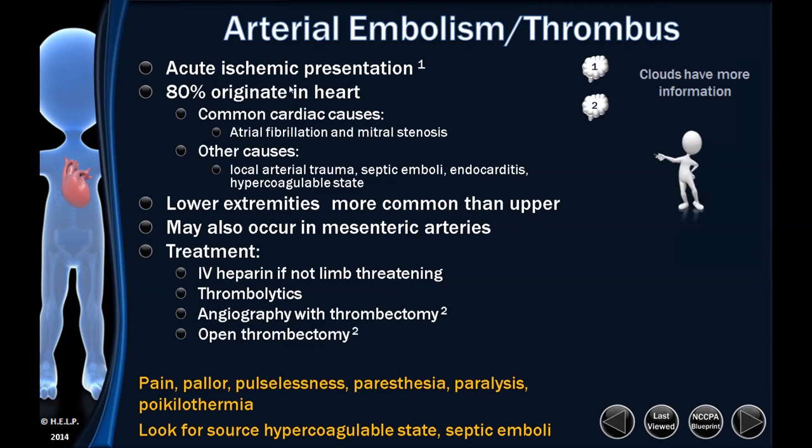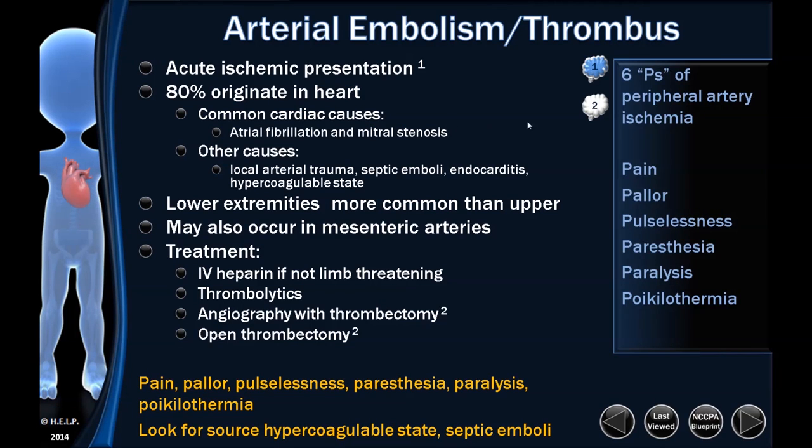So we're talking about arterial embolism or a thrombus. They get an acute ischemic presentation. They get the 6 Ps: pain, pallor, pulseless, paresthesia, paralysis, and poikilothermia. Paresthesia is usually one of the later stages.